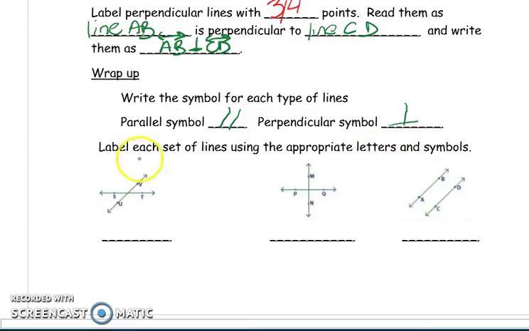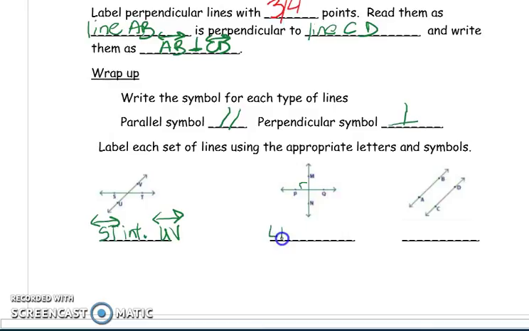We're looking at these, and we're going to label them using letters and symbols. So I noticed these intersect, but they don't make a perfect square. So I'm going to say that they are intersecting lines. So we're going to say line ST, draw my arrows, intersects, and we're going to just abbreviate, with line UV. Okay, draw your arrows. This does make a perfect square. Looks like a plus sign, and I can see that letter L in there. So I know these must be perpendicular.